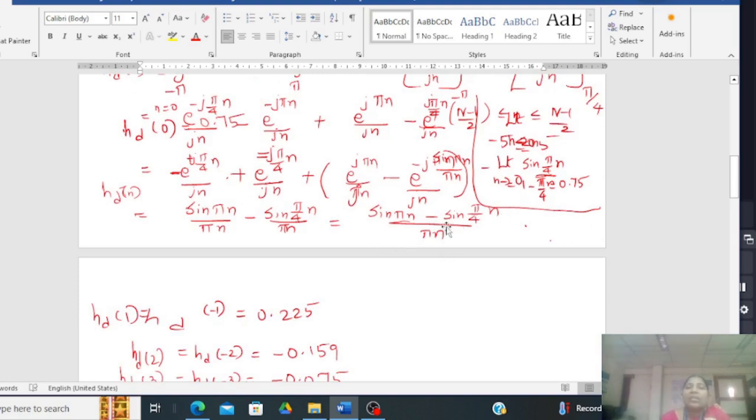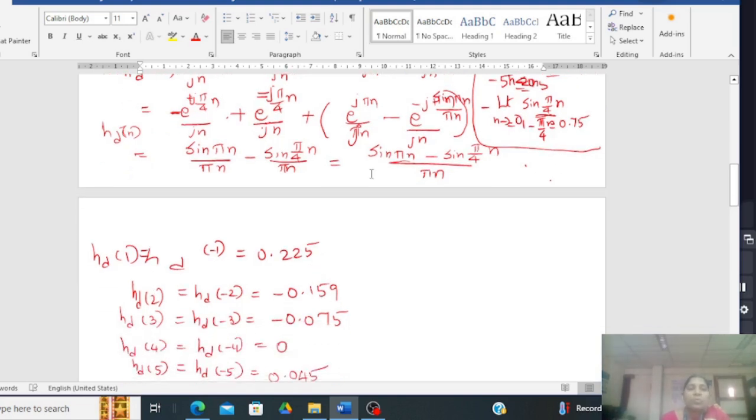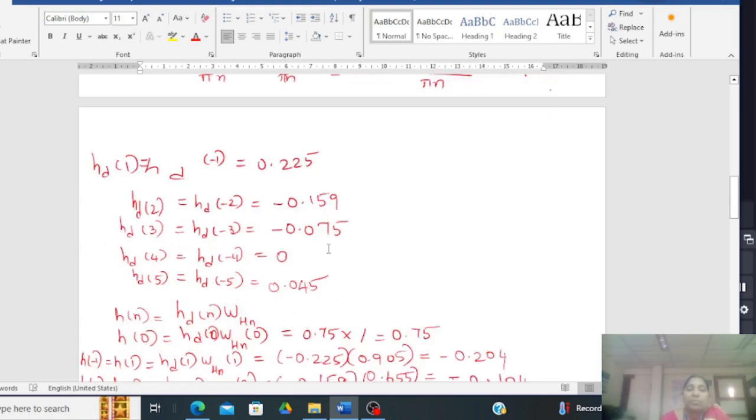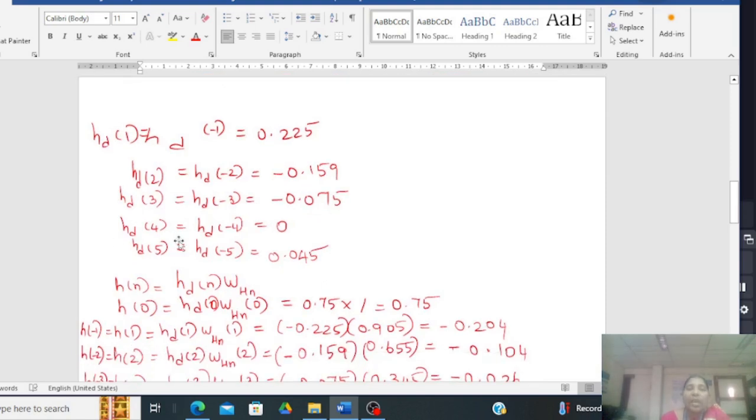After applying the L'Hospital rule, you will be getting 0.75. For h_d of 1, it is minus 0.225. You will be using this formula to find out the h_d of 1 to 5. And h_d of 2 is minus 0.159. h_d of 3 is minus 0.075. h_d of 4 is 0. h_d of 5 is 0.045. And the same values for negative n, h_d of minus 1 to minus 5, will be the same as h_d of 1 to 5.